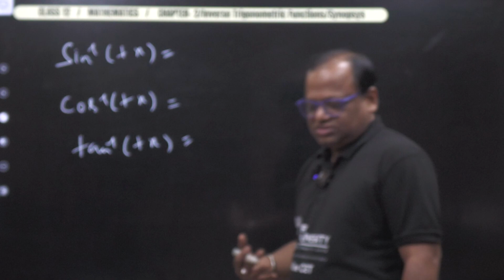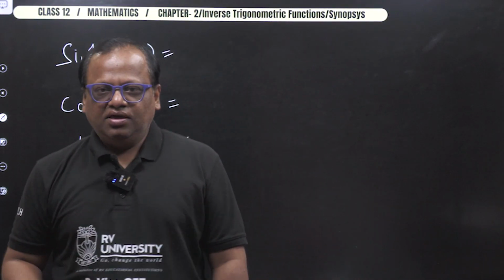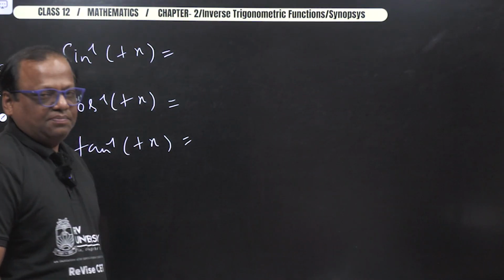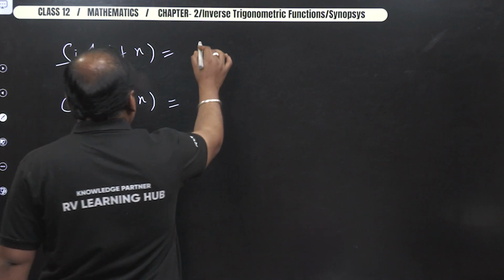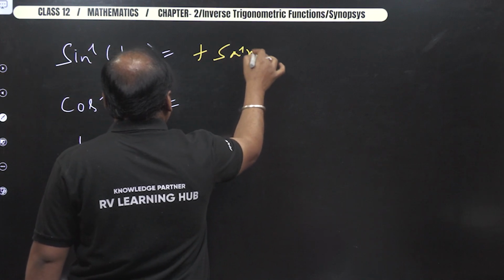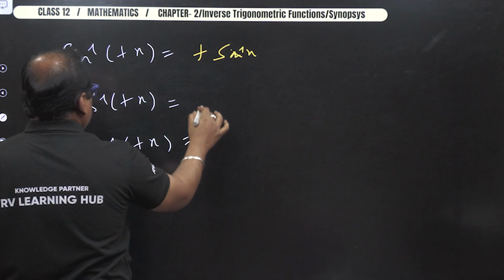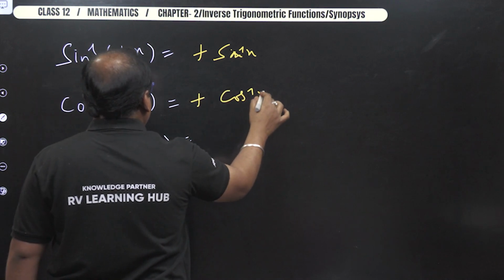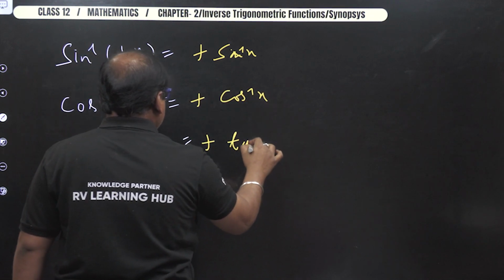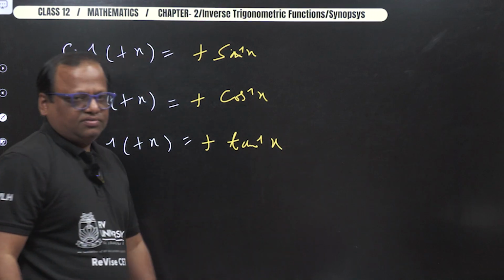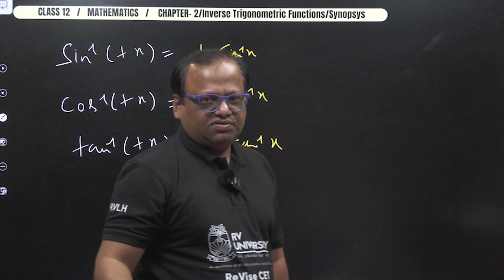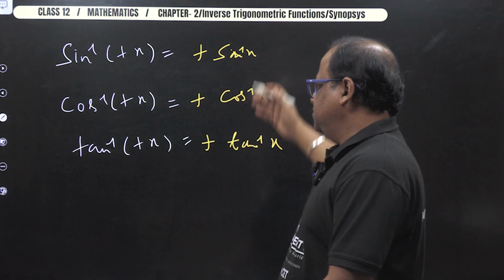Now some properties. So we will discuss some properties. When all the values are positive, what will happen? Sine inverse of plus x is nothing but plus sine inverse of x. This is important. Cos inverse of plus x is plus cos inverse of x, and this is plus tan inverse of x, because it falls in the first quadrant. So whenever the values are positive, it falls in the first quadrant, so they are all positive.